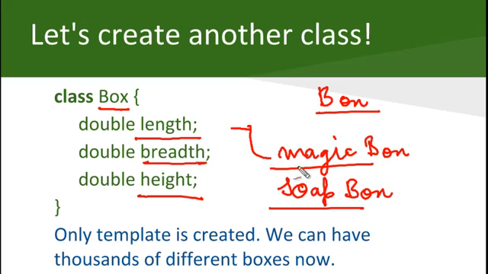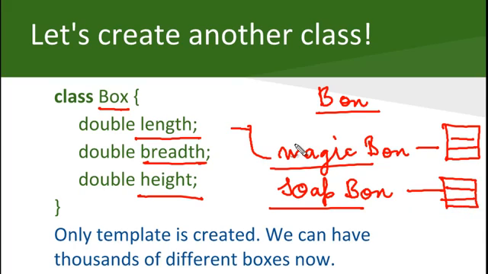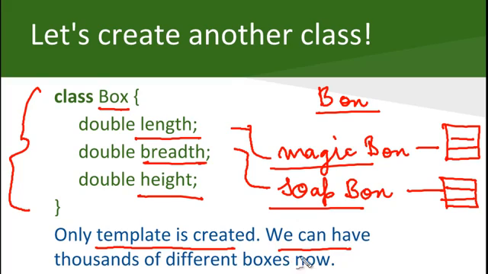So magic box will have its set of length, breadth, and height, and soap box will have its set of length, breadth, and height. These are basically the objects of the class box. But remember, when we write this part of the code, class box, we have created only the template. Now when we create objects, we can have thousands of different boxes, but this part has only created the template as of now.